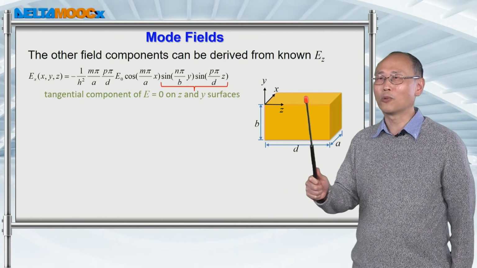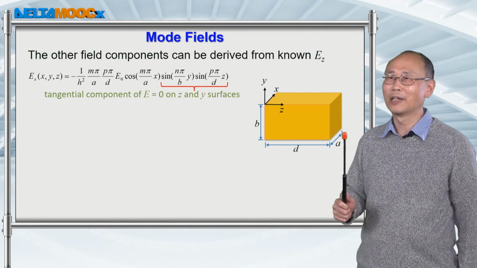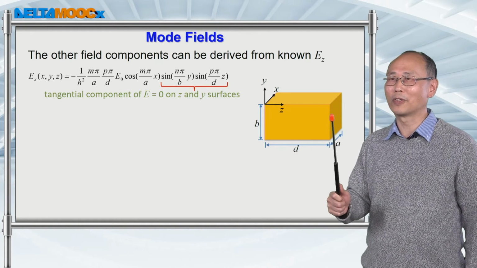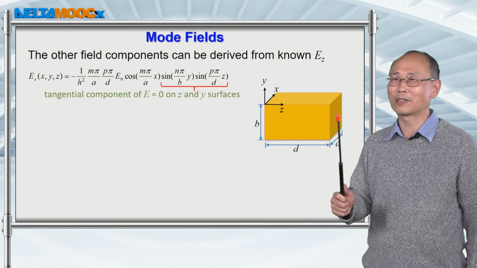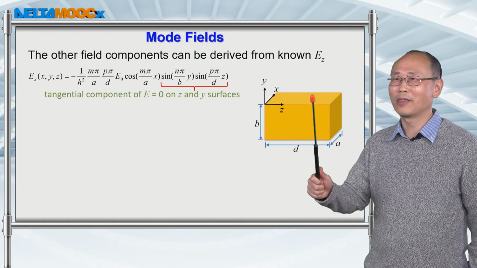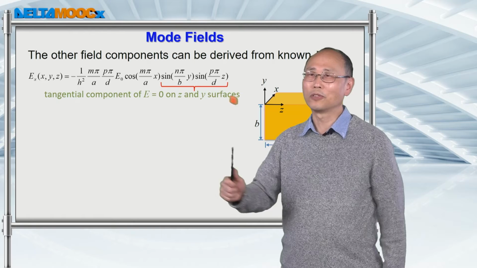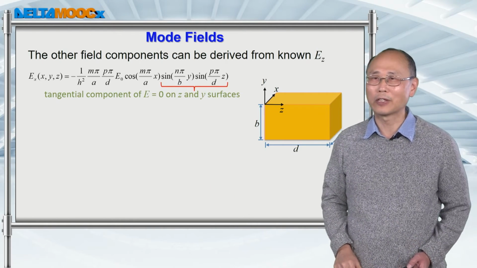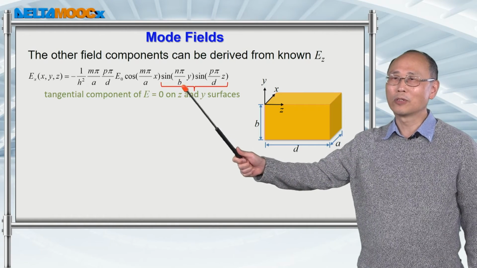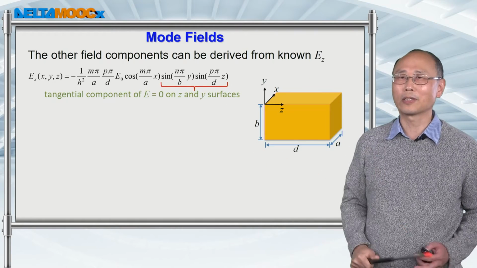And this surface is called the Y surface because the surface normal direction is along the Y direction. And this surface is called the Z surface because the surface normal of this surface is along the Z direction. And on these two surfaces, the field Ex has to go to 0 because the tangential component of the electric field on a conducting boundary has to be equal to 0. So you see the sine solution along the Y direction and also along the Z direction.